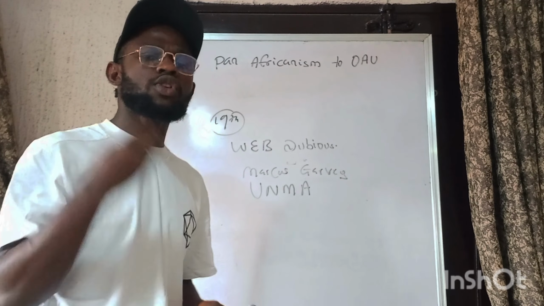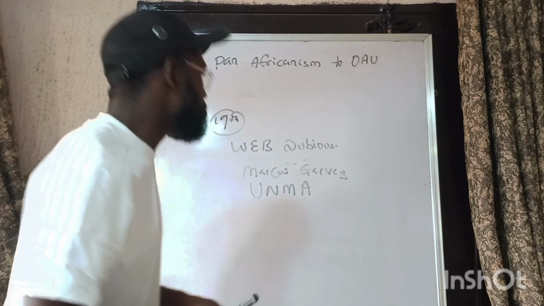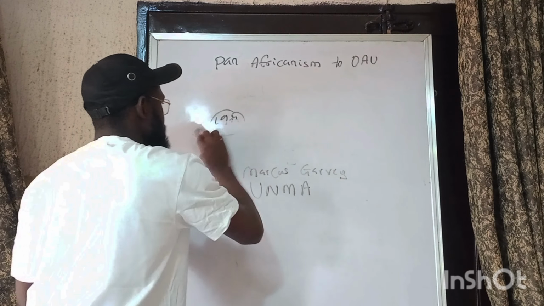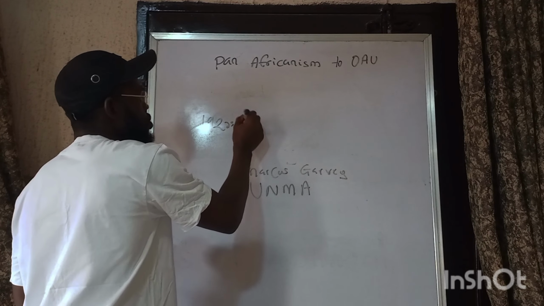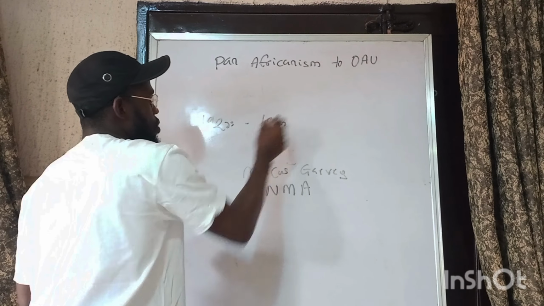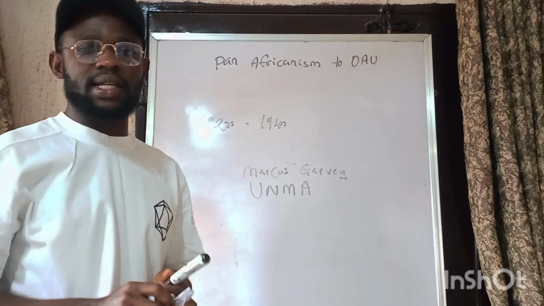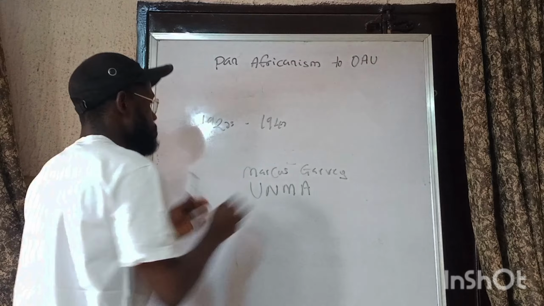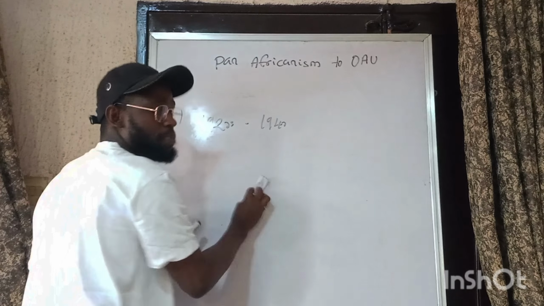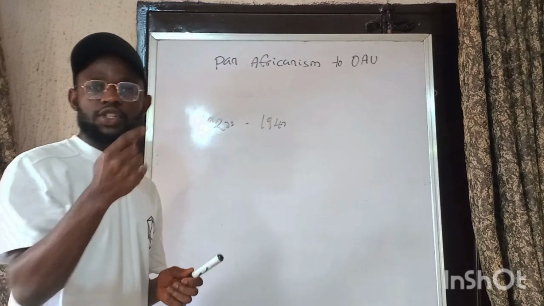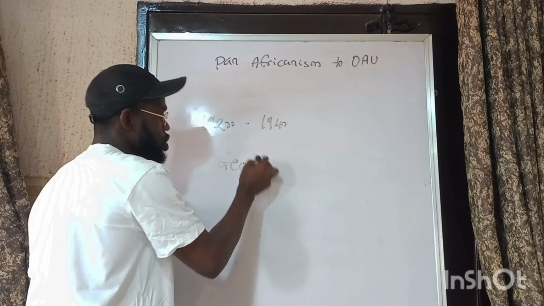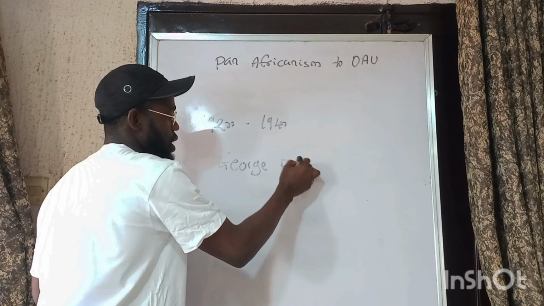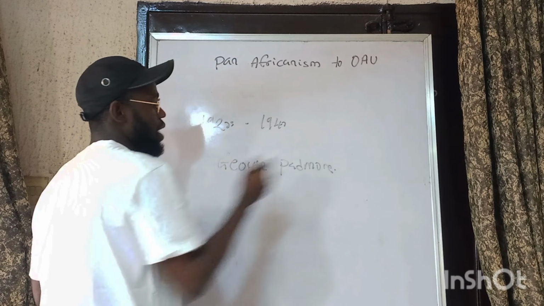But besides this, we also have other Pan-Africanists. Specifically because of your exam, around the 1920s to the 1940s, there was one great Pan-Africanist. They call this guy George Padmore. So George Padmore is the name of this great Pan-Africanist. Let me show you the spelling. George Padmore. So this is George Padmore's spelling.